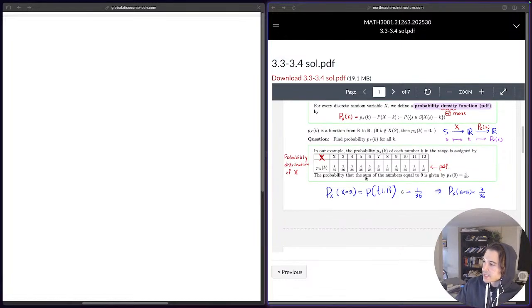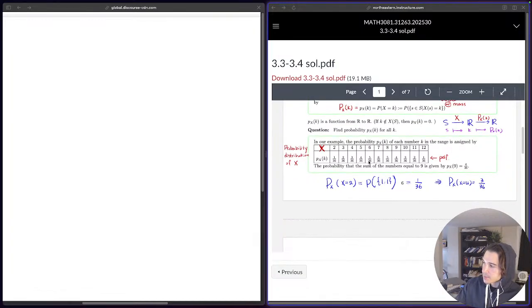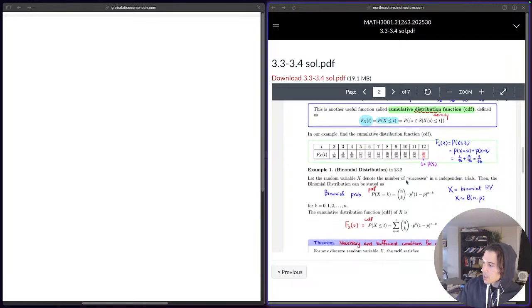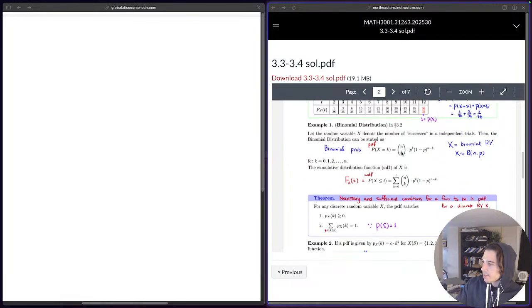The probability that the sum of the numbers equals 9 is given by P_X(9) = 4/36. What is the probability that the sum of the numbers is less than or equal to 4? You just add all of them up. So P(X=2) + P(X=3) + P(X=4). And this is the cumulative distribution function. F_X(t) equals the probability that X is less than or equal to t. In our example, okay, it makes sense.